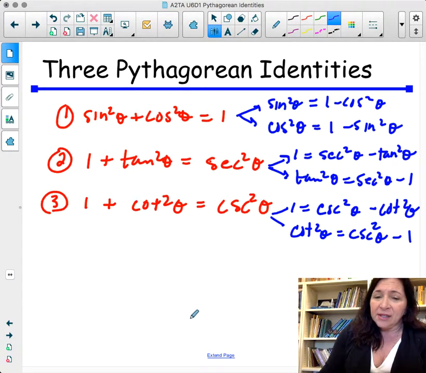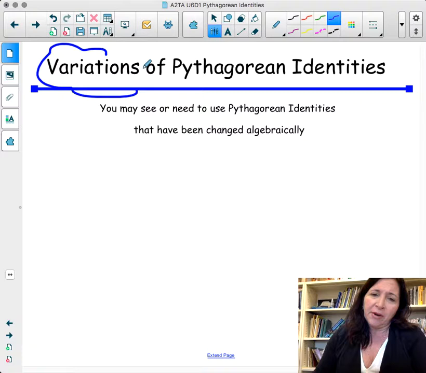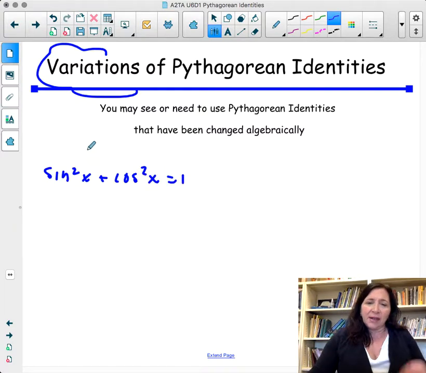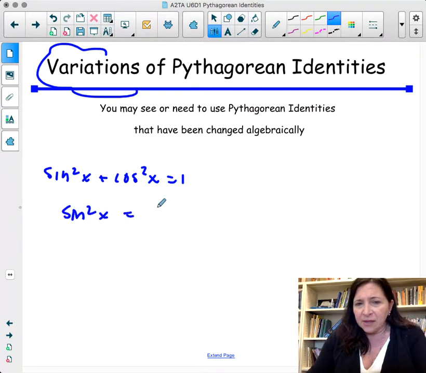Now, in addition to that, there's something else that we need to discuss, and that is variations. Now those are my variations, but I'm just going to take one, which is sine squared of x plus cosine squared of x equals 1. And yes, you can replace x with theta. So for this one, if I were to isolate the sine squared, I would get sine squared of x is equal to 1 minus cosine squared of x.